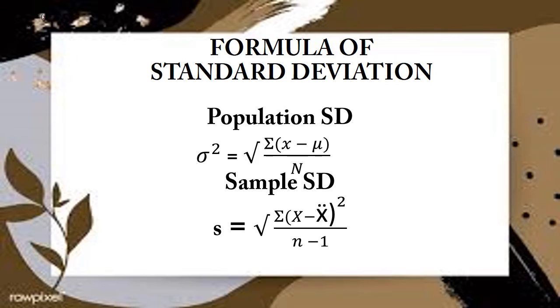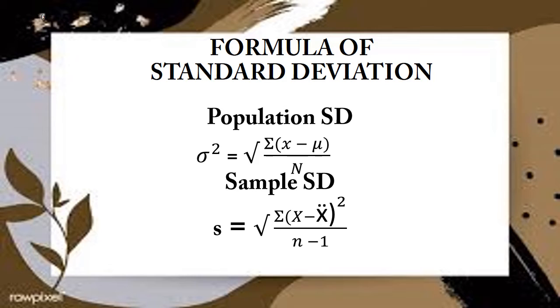Now, in getting the standard deviation, we have this formula. We have two formulas actually: population standard deviation and sample standard deviation. First, the formula for population standard deviation: standard deviation is equal to the square root of the sum of the differences between each score and the mean, squared, divided by N, which is the total number of the given data.